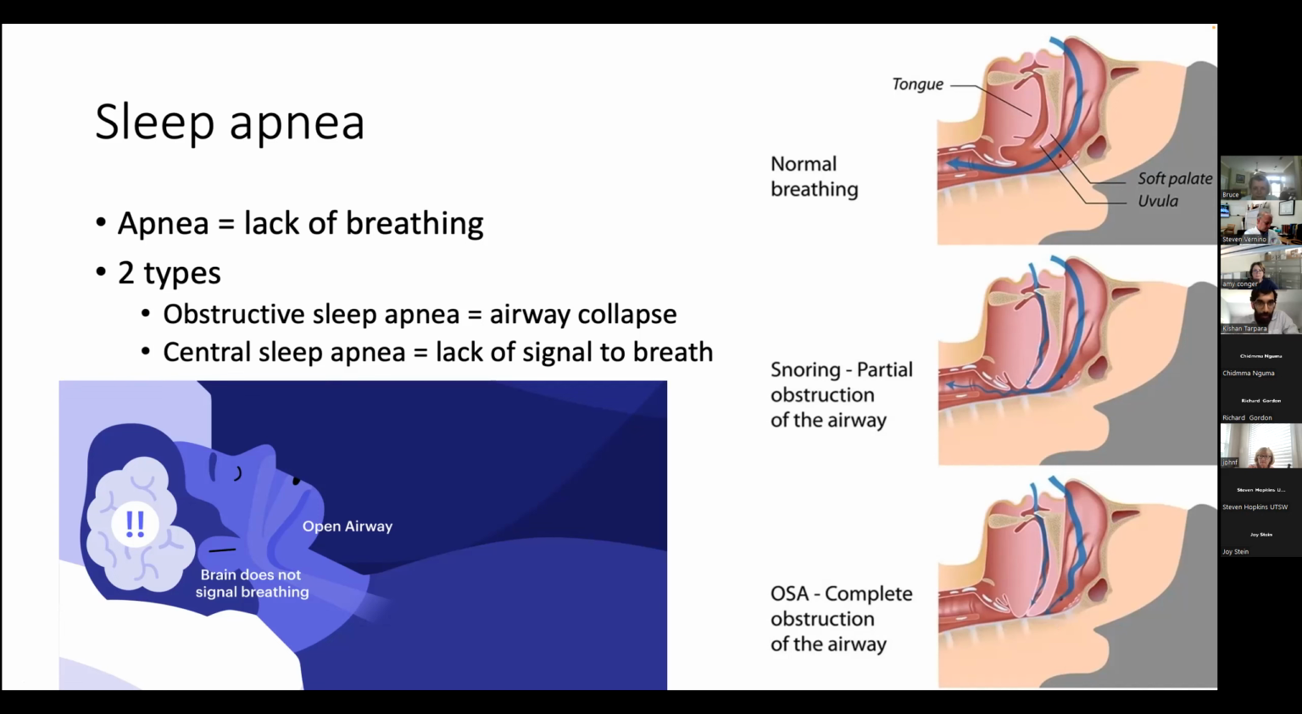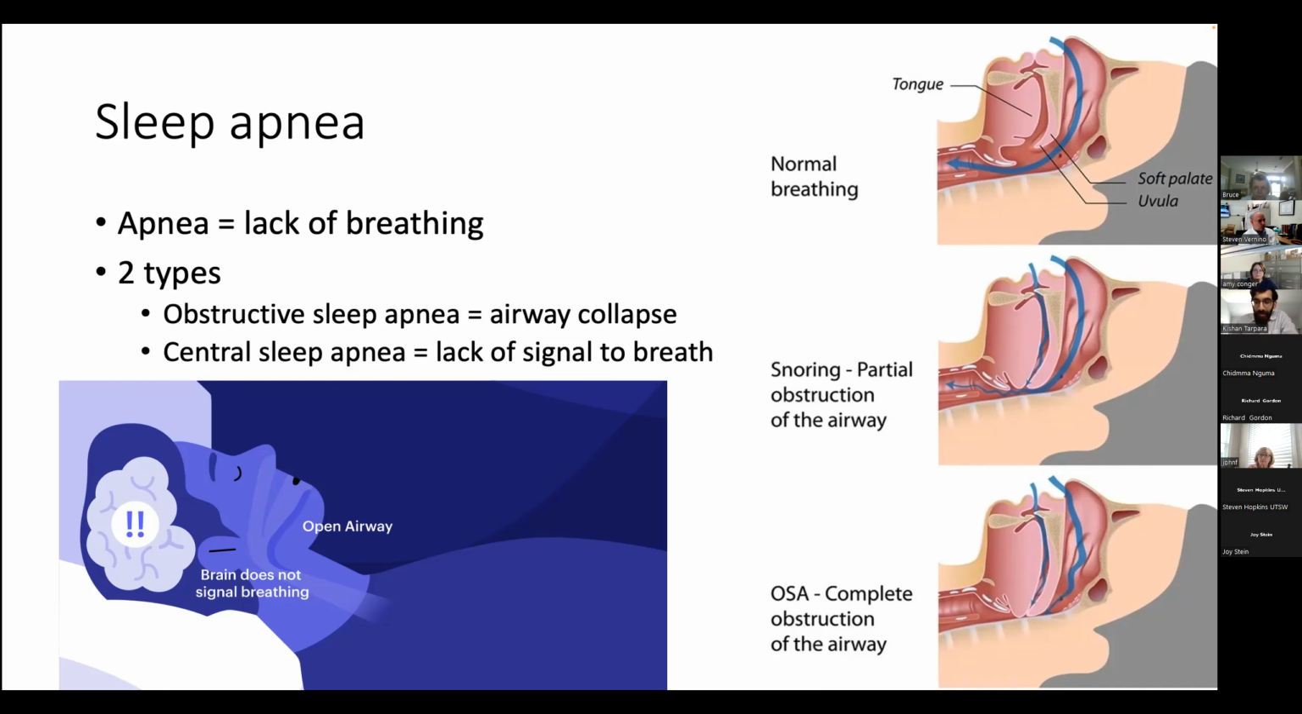So this leads to all kinds of problems, one of which is unrefreshing sleep, but it can also lead to cardiovascular and cognitive issues. So this is a treatable disorder, and it's worth looking into if you have related symptoms, like the snoring, or feel like you just don't get good sleep. So it's something worth asking your doctor about.